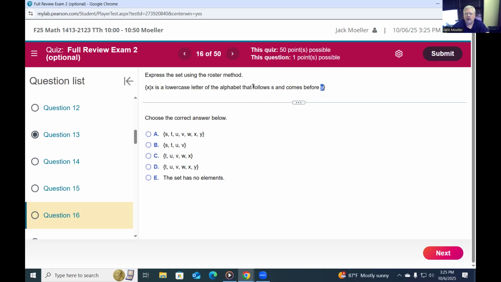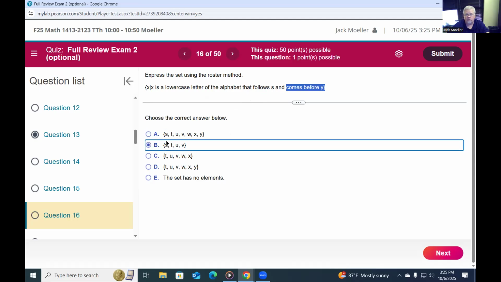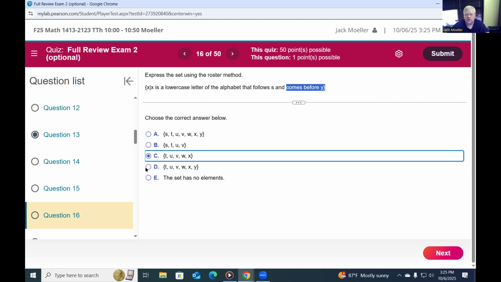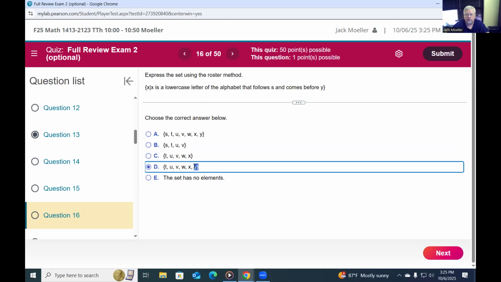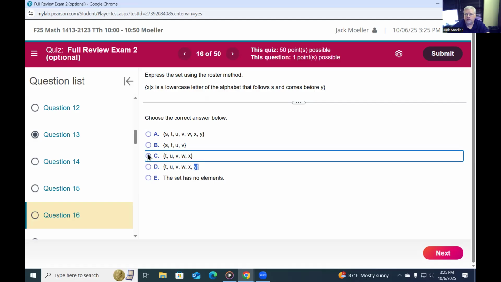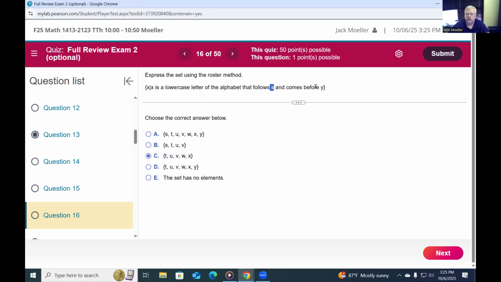Well, since it says it follows S, that does not include S, and it comes before Y, so we don't include Y. So when I'm looking at this, it can't be A or B because those both include S. Okay. And then when I look at C, it might be C, D includes Y, so it can't be D. And there are definitely letters between S and Y, but it's not E, so it would be T, U, V, W, X. So a lot of these type of questions, it really comes down to are you paying attention to your endpoints?